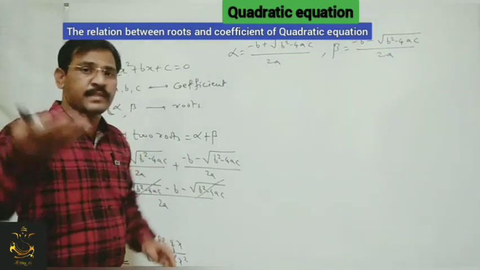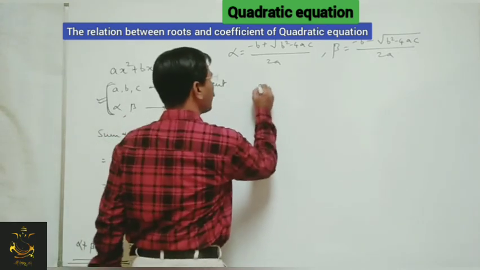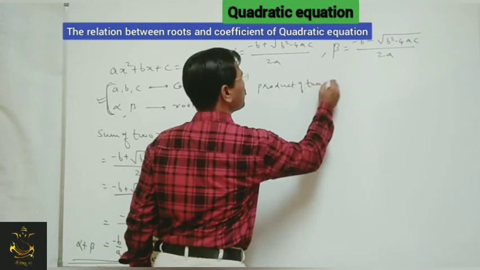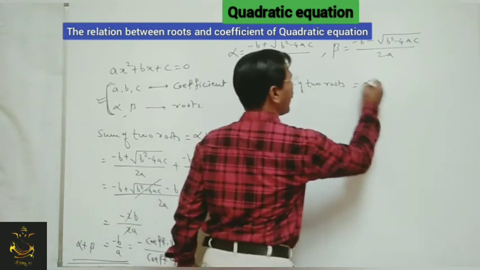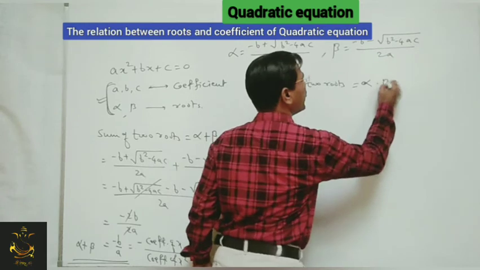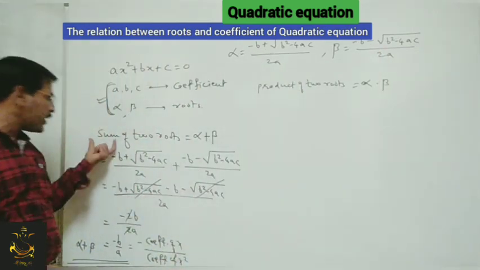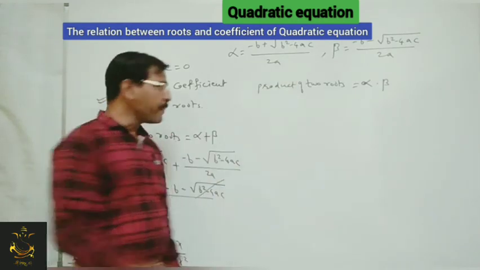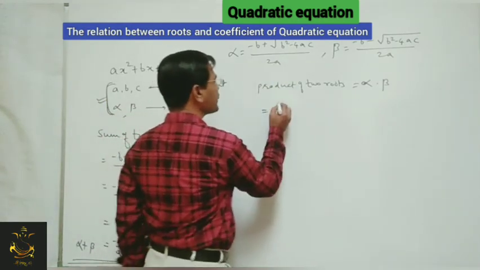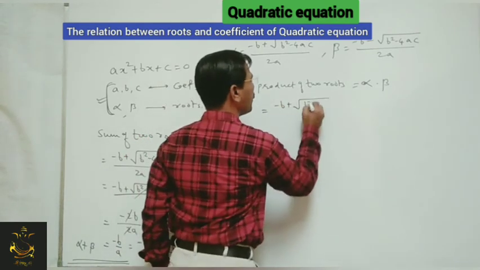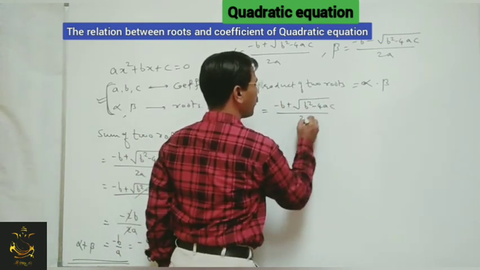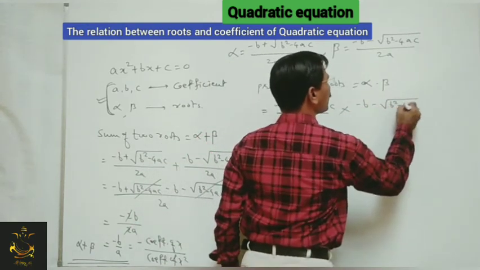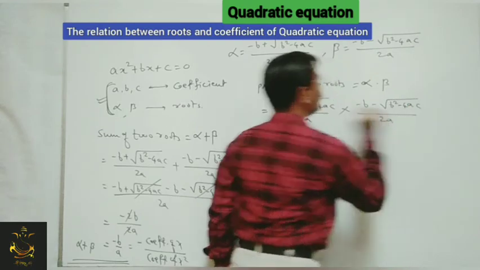Now what about the next? That is the product of two roots, meaning alpha into beta. How we wrote here the sum of two roots, here we are going to write the product of two roots. Means what? What about alpha here? Alpha is nothing but minus b plus under root b square minus 4ac upon 2a, into beta, minus b minus under root b square minus 4ac upon 2a.